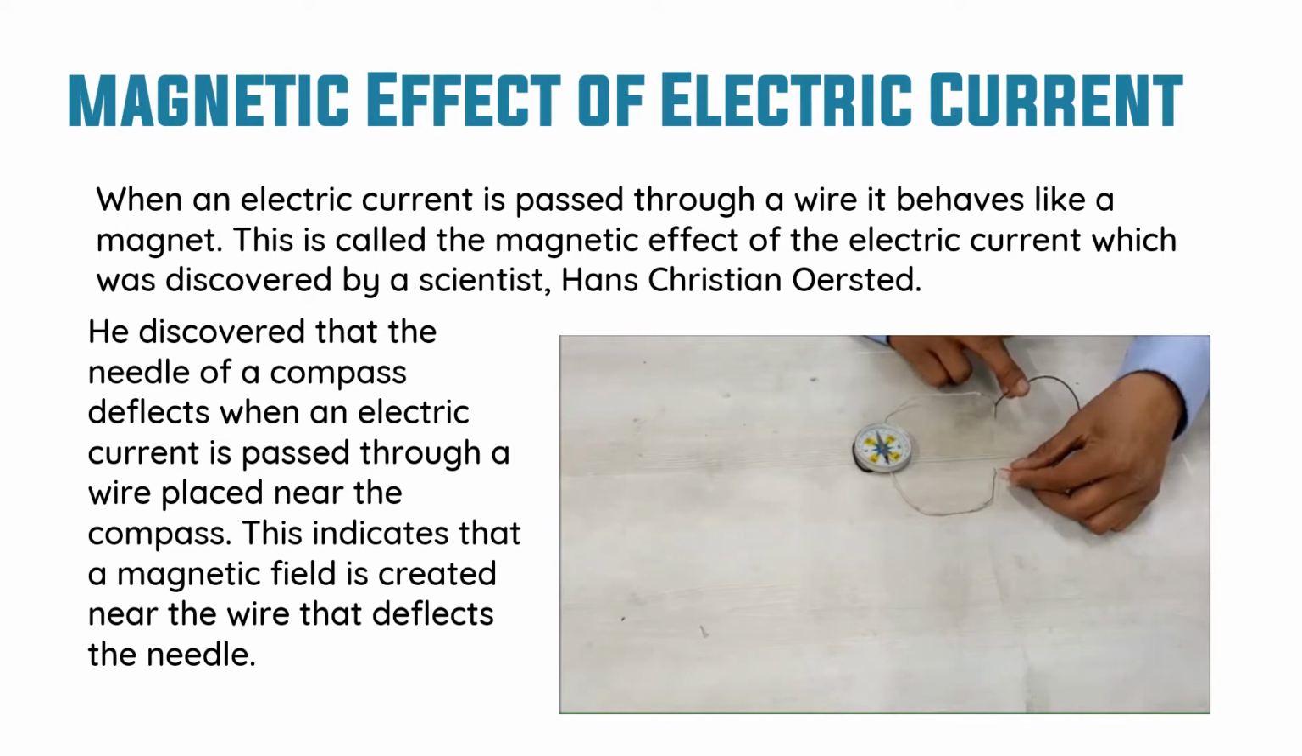So before we showed that when you keep the magnet near to the compass, it shows the deflection. The same way, the electricity passed wire also acts as a magnet, and this compass needle deflects when it is near to the wire. Okay, so that is called magnetic effect of electric current.